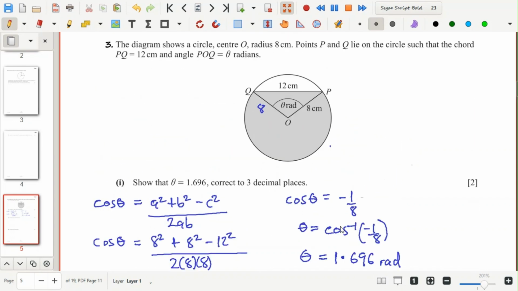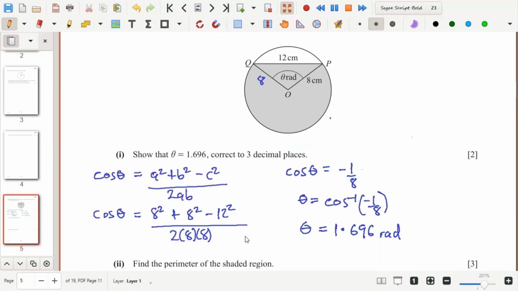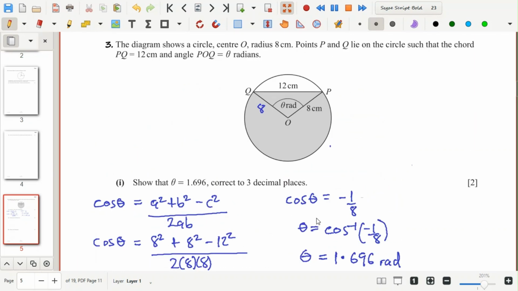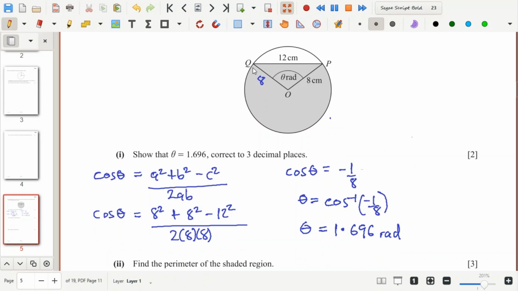The perimeter of the shaded region. Okay, so in order for me to find the perimeter of the shaded region, I know I have to move from here, then come here, like that. That's what they asked me to do. Already I know QP to be 12. So it's left with the length of the major arc QP. This one, I have to find that one.